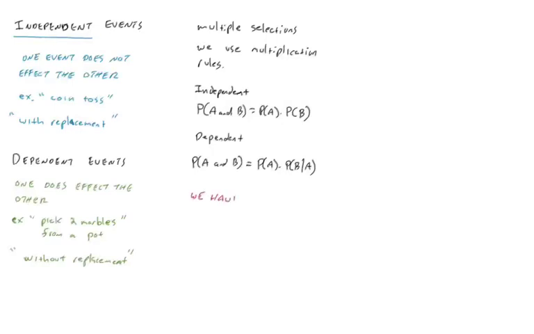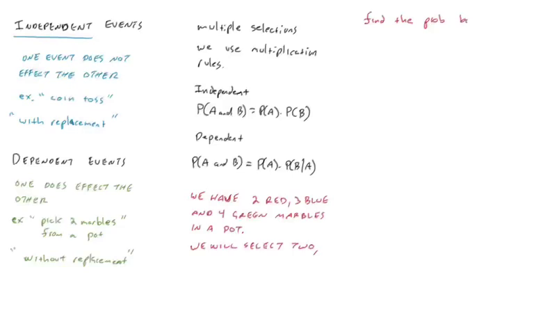So let me make up an example here. Say we have 2 red and 3 blue, and also let's put 4 green marbles in a pot. Now we're going to go ahead and shake these up here, and we are going to select 2 of these. And so let's find the probability that both marbles are blue. And let's do this in the case of with replacement. So we're going to do this with replacement.